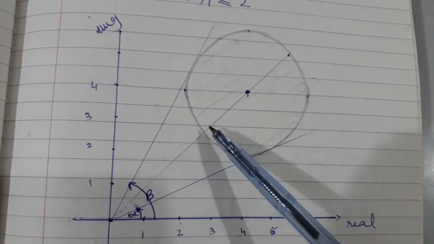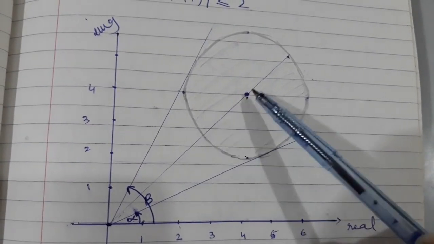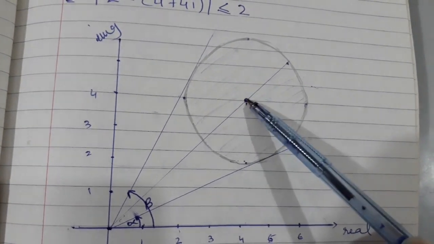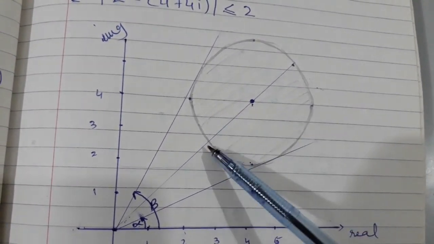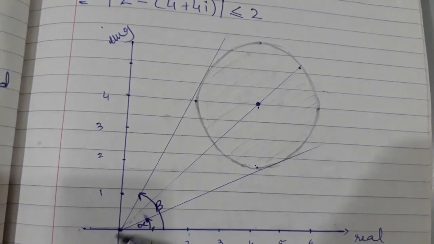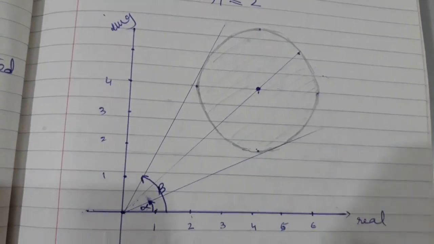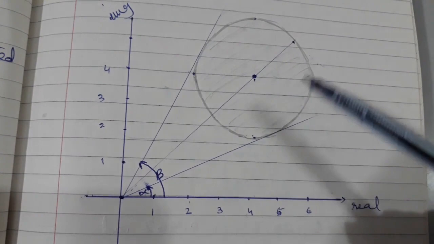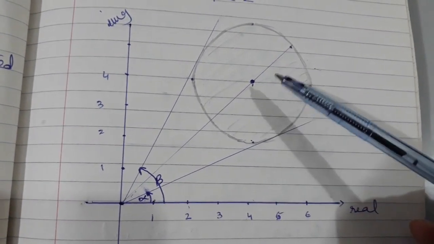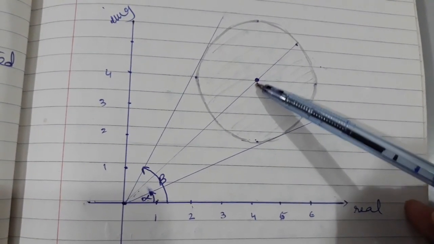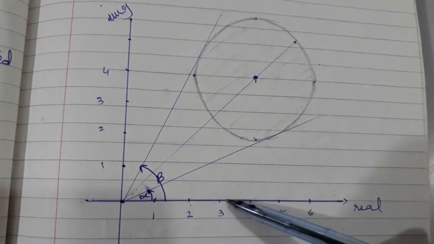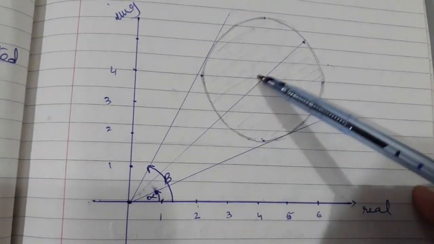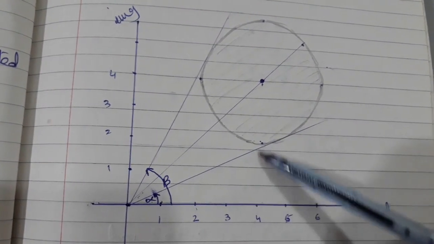So now how will I find this value? I know this is 2, the radius of a circle, so I need to find out this length, yes or no? Let's see again. Before showing you the solution, I'm asking you: if I draw a triangle here like this, do you know this length?